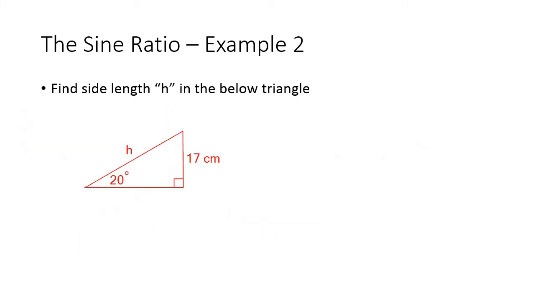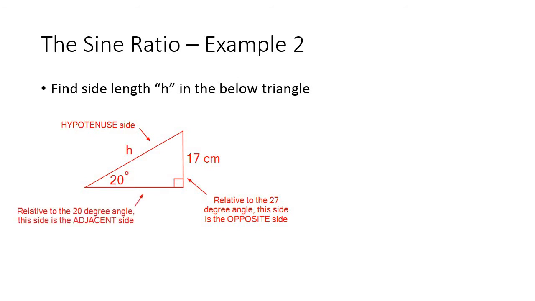Example 2. Find side length h in the below triangle. So h is the hypotenuse side. 17 centimeters is the opposite side relative to the 20-degree angle. And our third side is the adjacent side relative to the 20-degree angle.